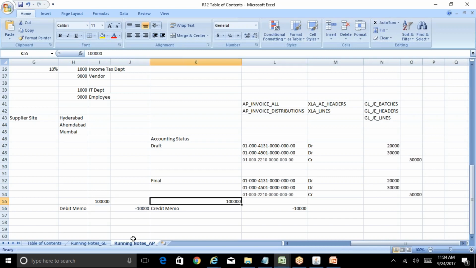Similarly, if the vendor realizes that he has made a mistake and he should not have charged you 100,000, he should have charged you only 90,000, then he will raise a credit memo for 10,000 and send it to us. And even there, the net impact is 90,000.